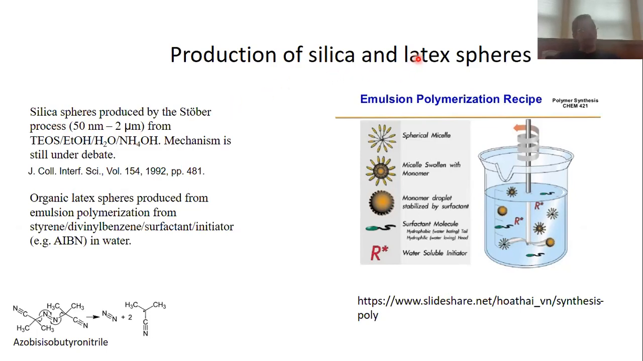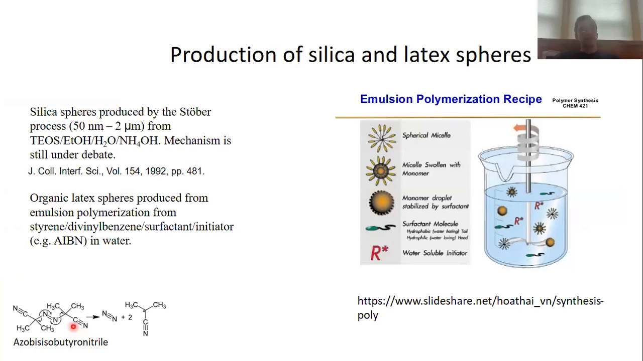So how do you make latex spheres? You see this schematically over here. In order to produce latex, you basically polymerize styrene in the presence of a divinylbenzene linker that cross-links the styrene to make a three-dimensional polymer, in the presence of a surfactant and a radical initiator, for example, AIBN. You see here the structure of AIBN. AIBN stands for azobisisobutyronitrile.